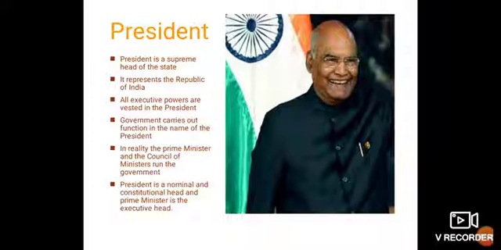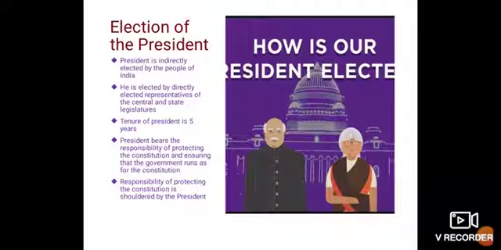Now we will see how the election of the President takes place. The President is indirectly elected by the people of India. Yes, in India, the President is elected indirectly because we have a parliamentary form of government. In countries where a presidential form of government exists, for example the USA, United States of America, the President is elected directly by the people. But here in our country we have a parliamentary form of government, so the President is elected indirectly.